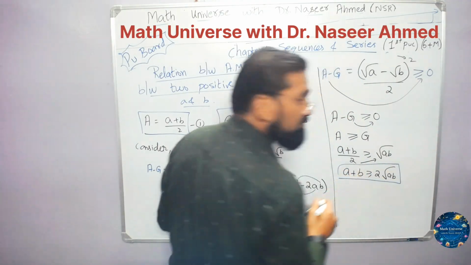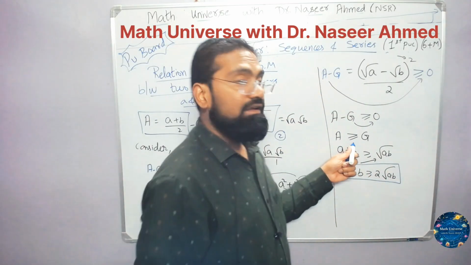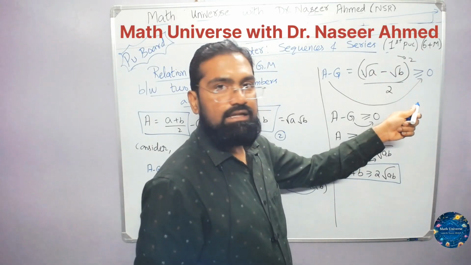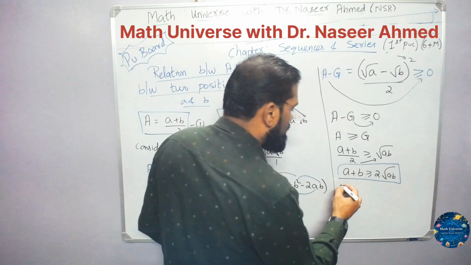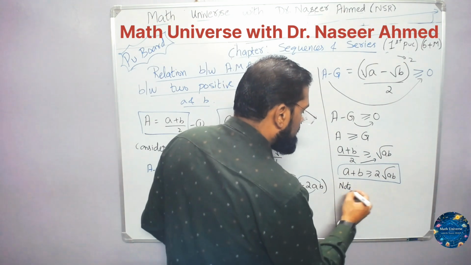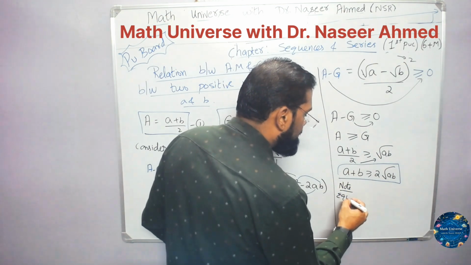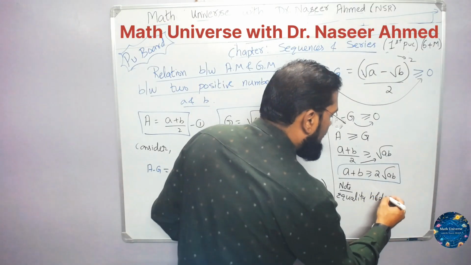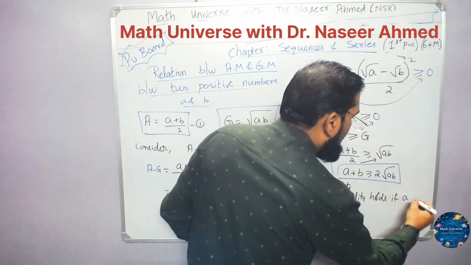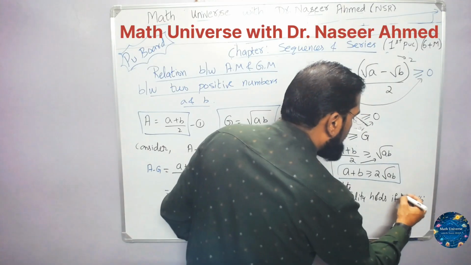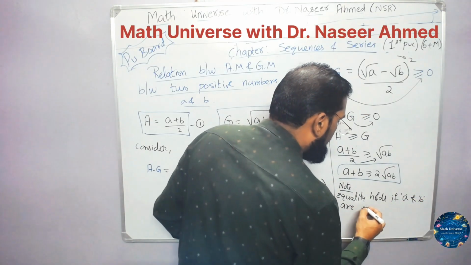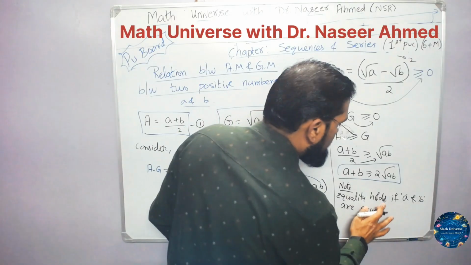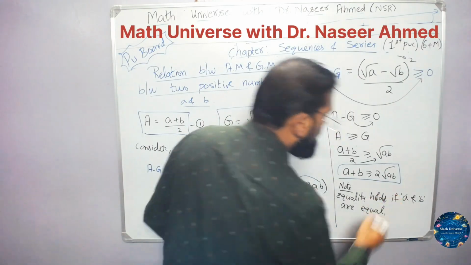Now one thing to be understood, I have given equality. Equality will hold provided A and B are the same. If A and B are the same, both will get cancelled. Correct? So let's write as a note. Note: equality holds if A and B are equal.